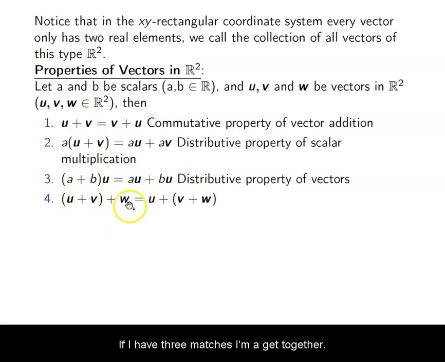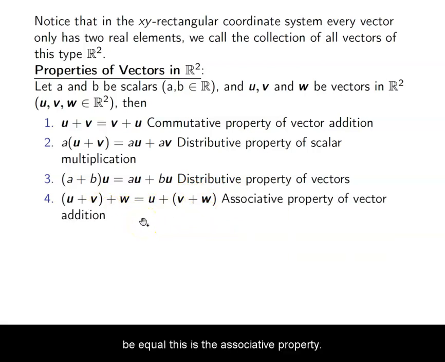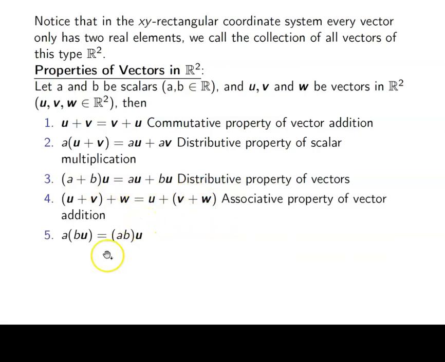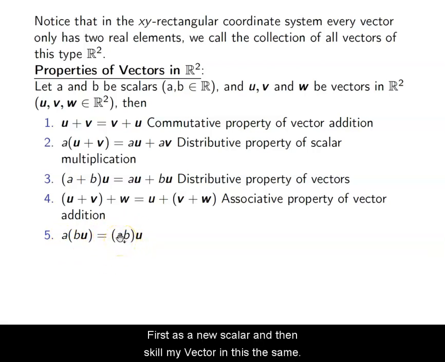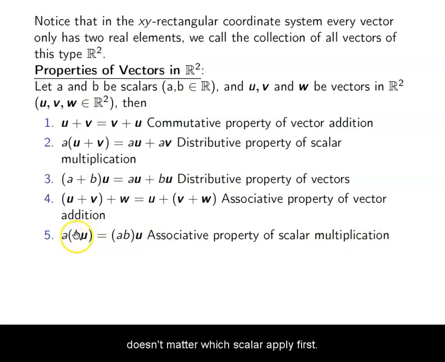If I have three vectors that I'm adding together, I can add u and v together first and then w, or I can add v and w together first and then u, and they'll be equal. This is the associative property of vector addition. Here I can multiply b times u times the scalar, or I can multiply a and b first as a new scalar and then scale my vector, and it's the same. So it's the associative property of scalar multiplication because it doesn't matter which scalar I apply first.